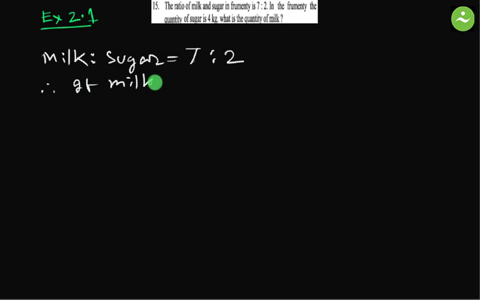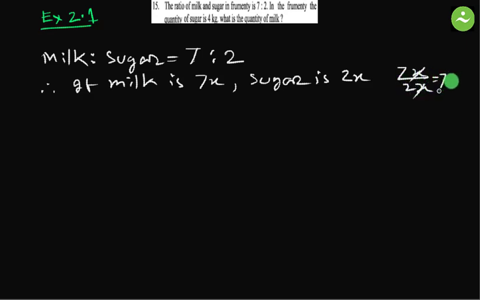So here again we got the ratio. The ratio of milk and sugar equals 7:2. Therefore, if milk is 7x, then sugar is 2x. Why? Because it has to be 7x by 2x, and x gone, it has to be 7:2.